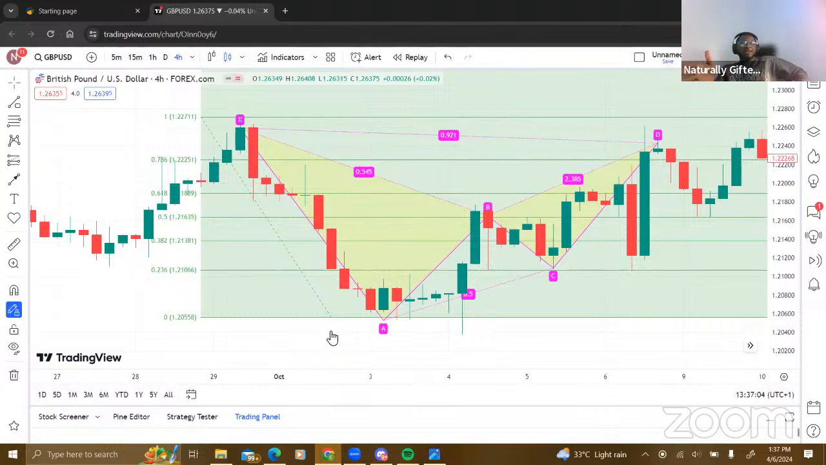This session is for both beginners and intermediate. I don't want to complicate things. 1, 0, 0. Okay. I see 1, 1. 0, 0, 0. Are you serious? I have more individuals who cannot use the Fibonacci retracement.